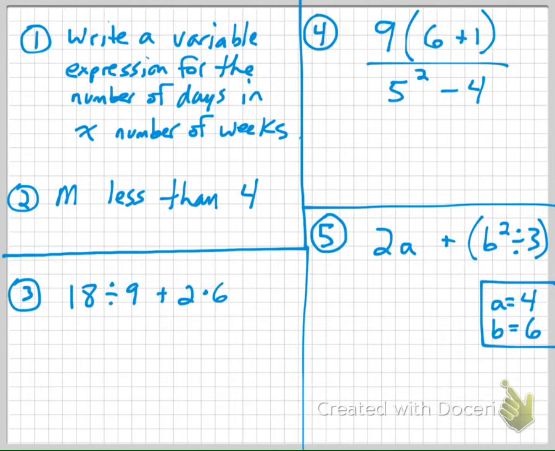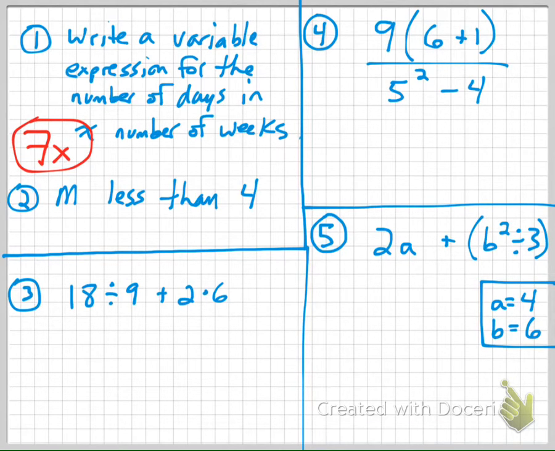How many days are there in 3 weeks? 21. How'd you get that? 3 times 7, right? 7 times 3. Okay. Well, what about 4 weeks? What's the answer? 28. How'd you get that? Oh, 7 times 4. 8 weeks would be 7 times 8. 10 weeks would be 7 times 10. So then X weeks is 7 times X. The pattern doesn't change, right? So the answer to number 1 is 7X. It could have 7 times X, whatever.